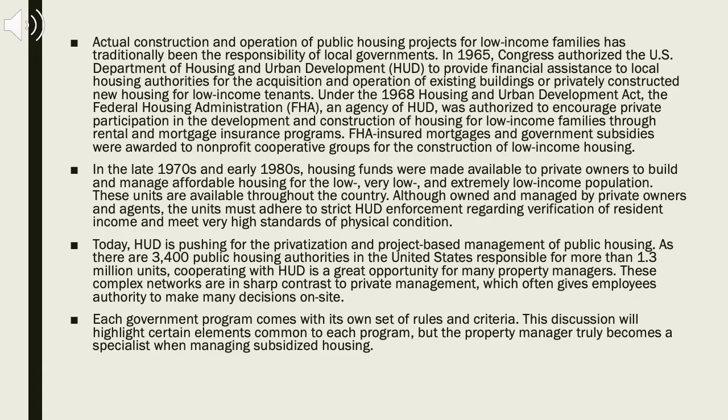Actual construction and operation of public housing projects for low-income families has traditionally been the responsibility of local governments. In 1965, Congress authorized the U.S. Department of Housing and Urban Development, HUD, to provide financial assistance to local housing authorities for the acquisition and operation of existing buildings or privately constructed new housing for low-income tenants. Under the 1968 Housing and Urban Development Act, the Federal Housing Administration, FHA, an agency of HUD, was authorized to encourage private participation in the development and construction of housing for low-income families through rental and mortgage insurance programs. FHA insured mortgages and government subsidies were awarded to nonprofit cooperative groups for the construction of low-income housing.